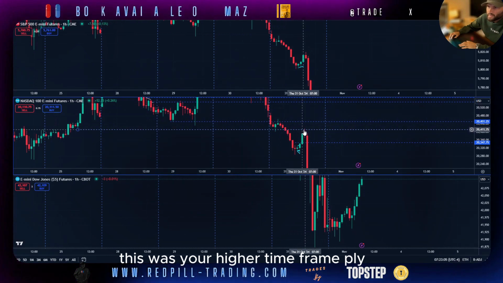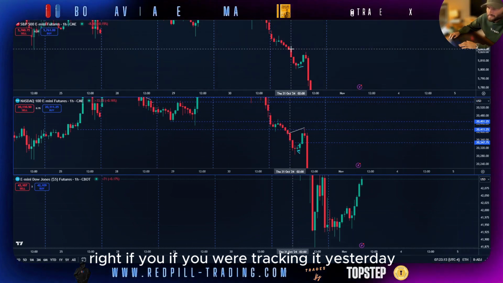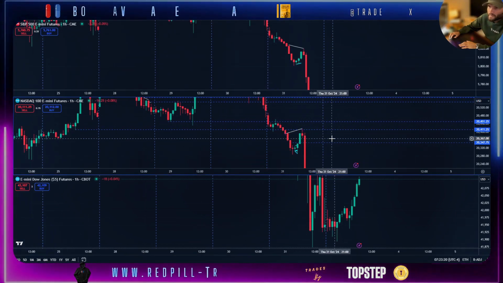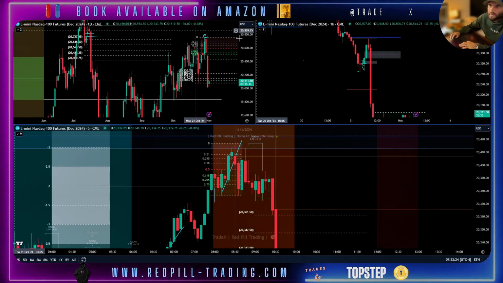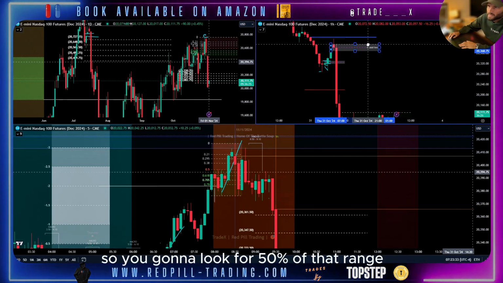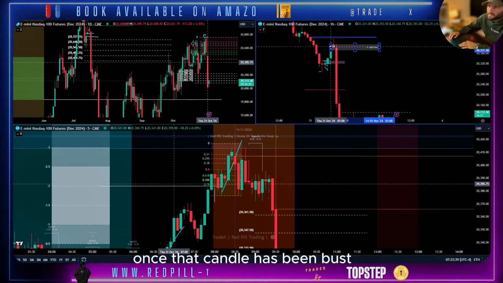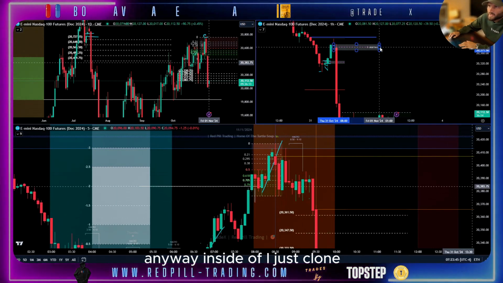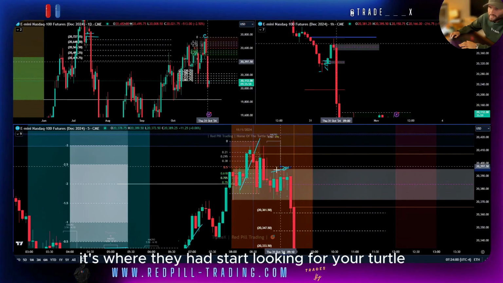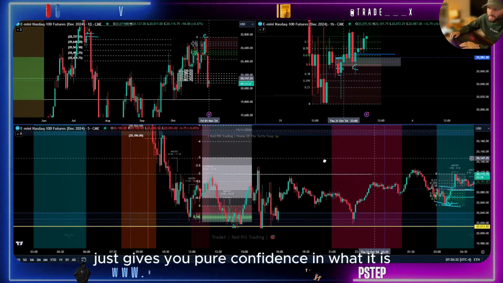This was your higher time frame POI, right? If you were tracking it yesterday, ES back into 50% of its daily range. So you got your SMT up on that high, looking for price to violate. You're going to look for 50% of that range. Once that candle has been busted, anywhere inside of, if I just clone this, is where you're going to start looking for your entry, whether you start looking for your turtle soup trigger for your sell. It just gives you pure confidence in what it is you're looking for.